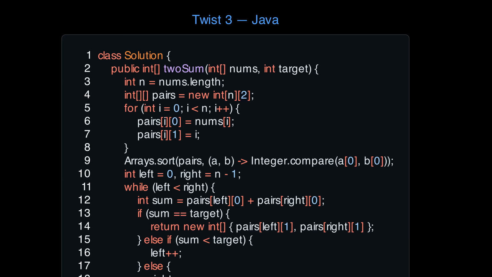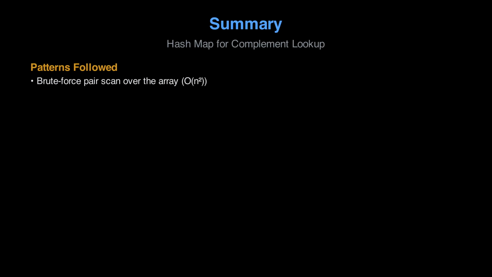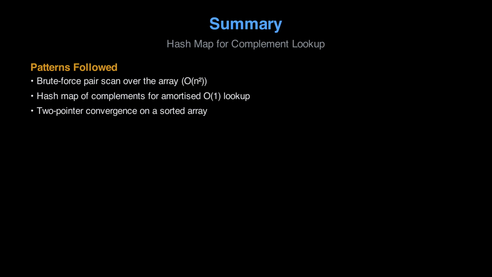If we wanted true 0 allocation, we'd switch to an in-place sort on the array itself and pre-record indices in a parallel buffer the caller owns. Good. Pattern stays the same. Pair plus arithmetic relation reaches for hash map complement.